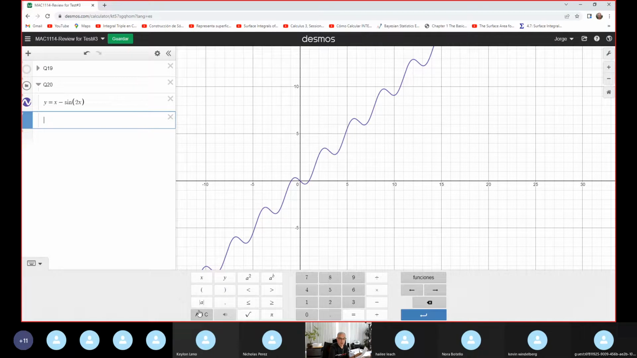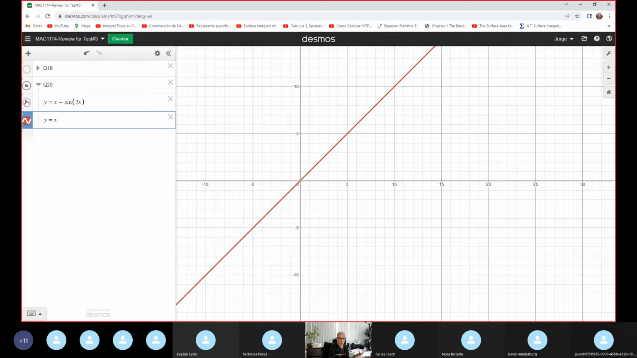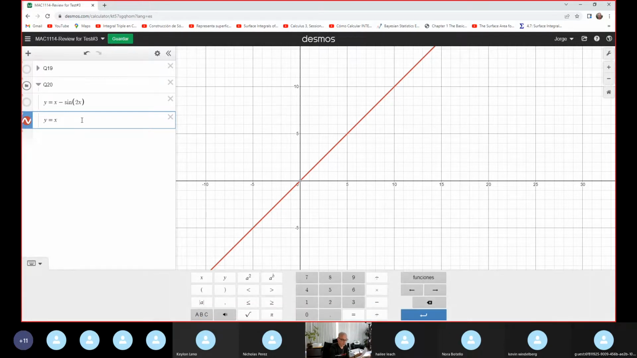Suppose y equals x only. It's a line, it's obvious. It's a line passing through the origin. Slope 1, nice. It passes through the first and the third quadrant. Good.